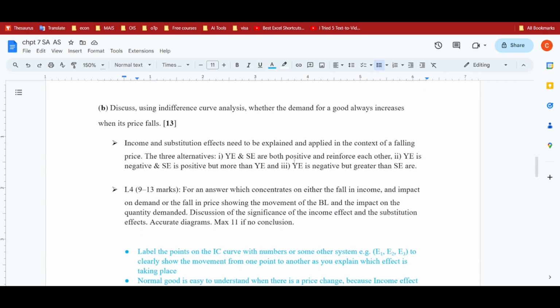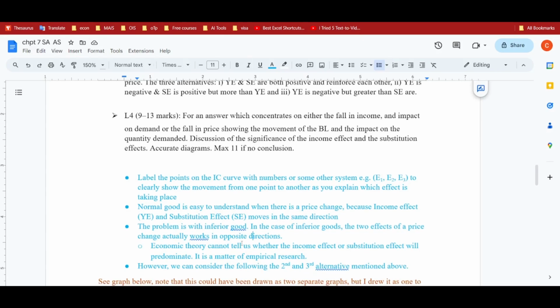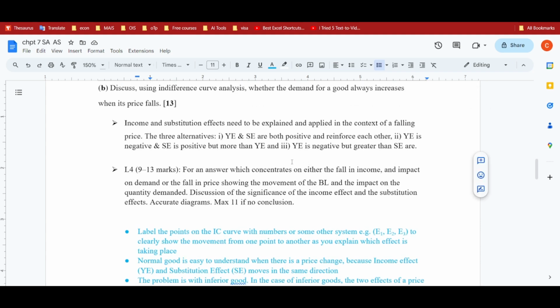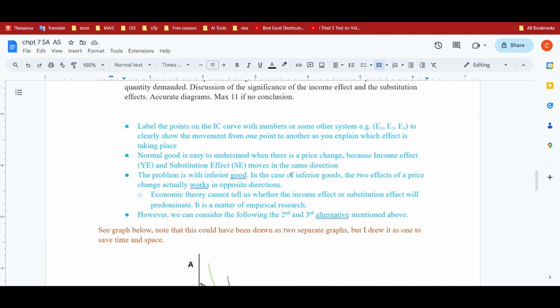So realistically, we can't know if the substitution or income effect is going to be greater. When you're answering, you can choose either option 2, which means the income effect is negative and the substitution effect is positive, but more than the income effect, or you can choose this situation, right? Income effect is negative but greater than the substitution effect.